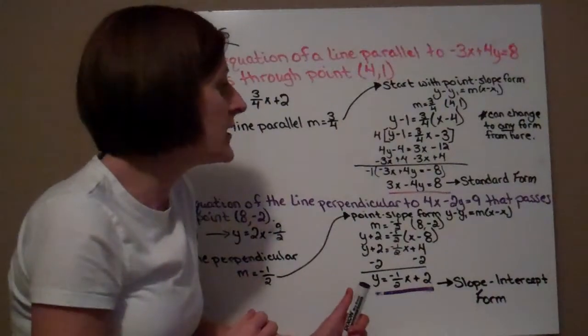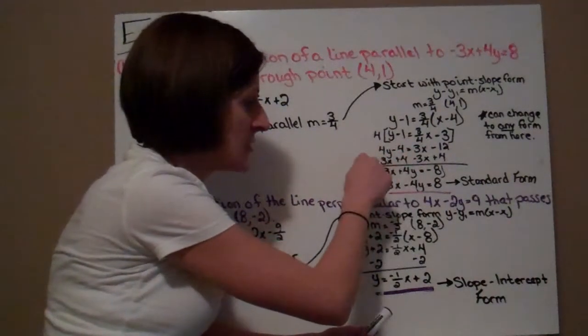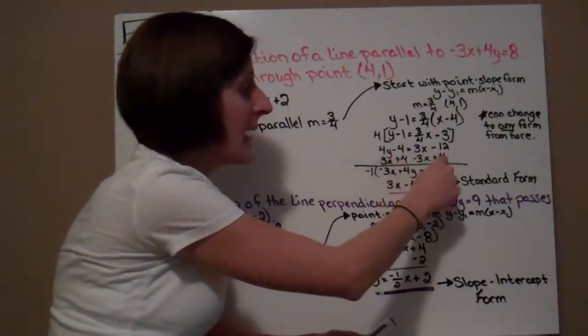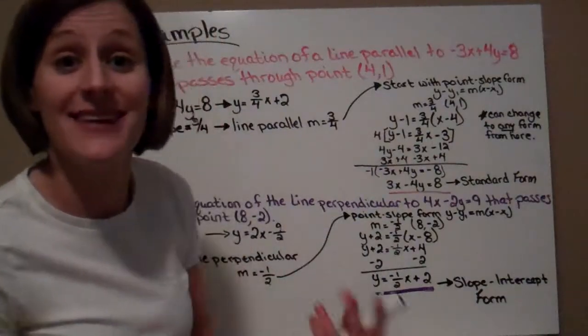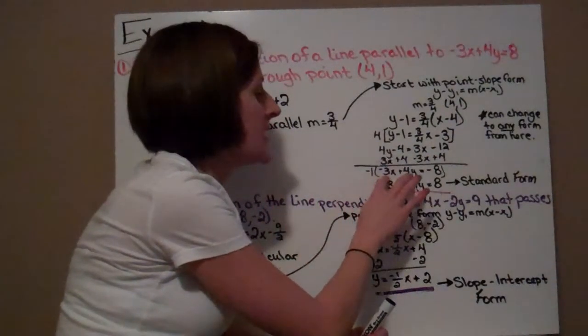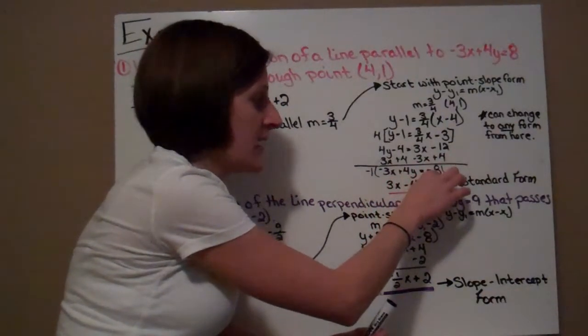So now what I need to do is move the x over here. I do that by adding 3x to both sides. Then I need to move the minus 4 over here, and I do that by adding 4 to both sides. I just did it all quick, kind of wrote it in one step. So I get negative 3x plus 4y equals negative 8.